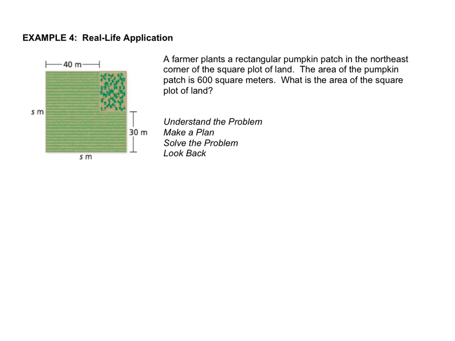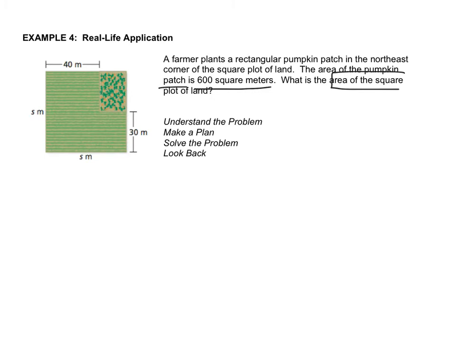All right, now that's the overall understanding of this lesson. Now we're going to ramp it up to a word problem. There's a lot involved, so let's take it step by step. A farmer plants a rectangular pumpkin patch in the northeast corner of the square plot of land. The area of the pumpkin patch is 600 square meters. What is the area of the square plot of land?